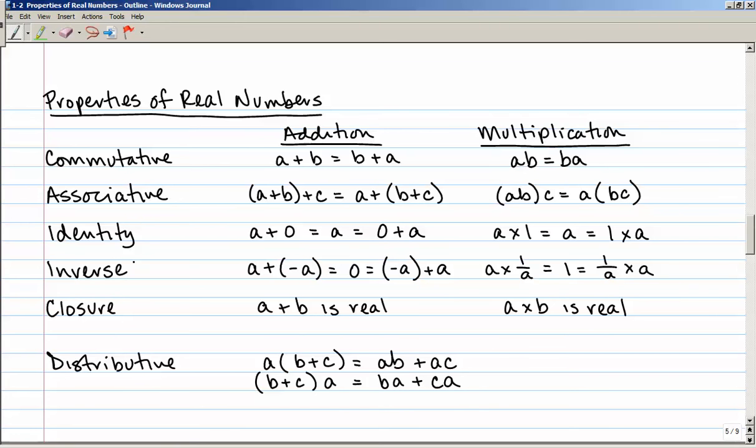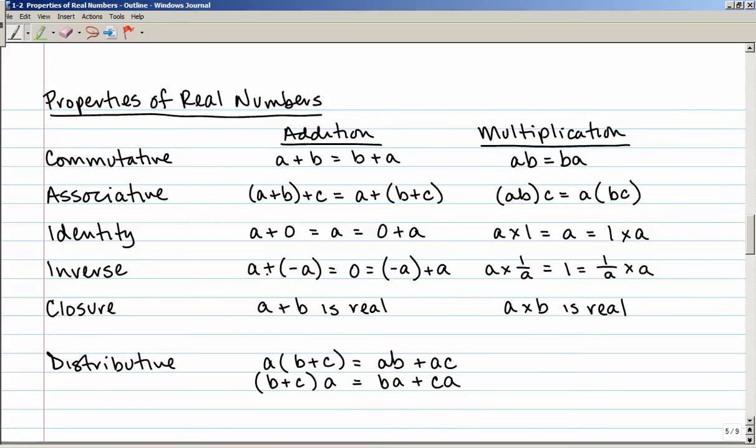Identity and inverse. Let's talk about those identities. And again, this is for addition and multiplication. What can I add to something and get the identical thing out? Adding to A, I'd have to add a 0, because A plus 0 equals A, and 0 plus A equals A. What do I have to multiply by a number to get the identical thing? That would be a 1. So the multiplicative identity is 1. Inverse kind of means the opposite, especially for addition.